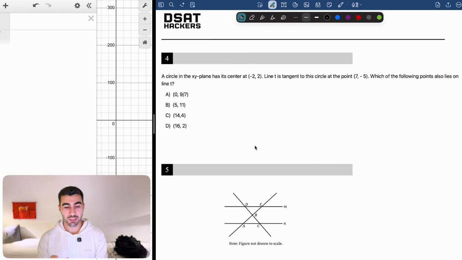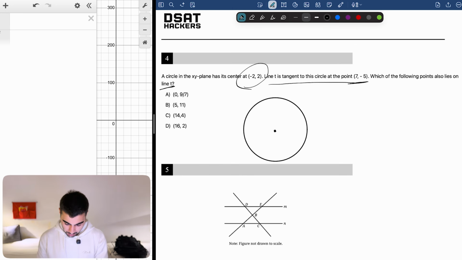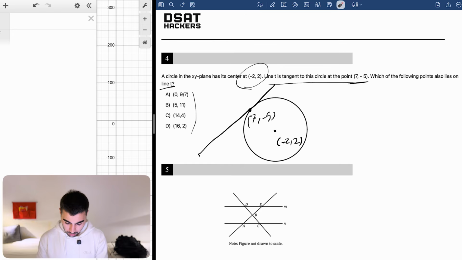This is a circle question. Try to pause the video and solve the question with me. In this question, it says a circle in the xy plane has its center at negative 2, 2. Line T is tangent to the circle at this point. Which of the following points also lies on the line T? So we have a circle centered at negative 2, 2, and a line that is tangent to the circle at this point 7, negative 5, and this is the tangent line. We are looking for which one of these points is also on this line.